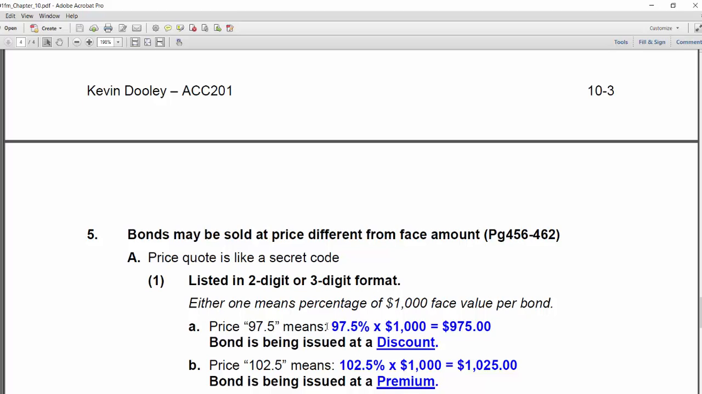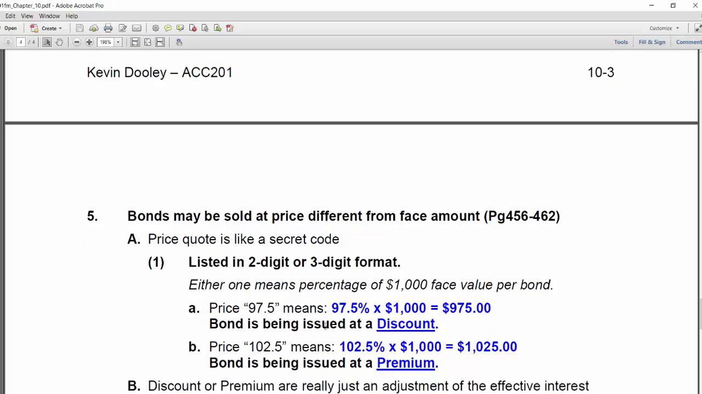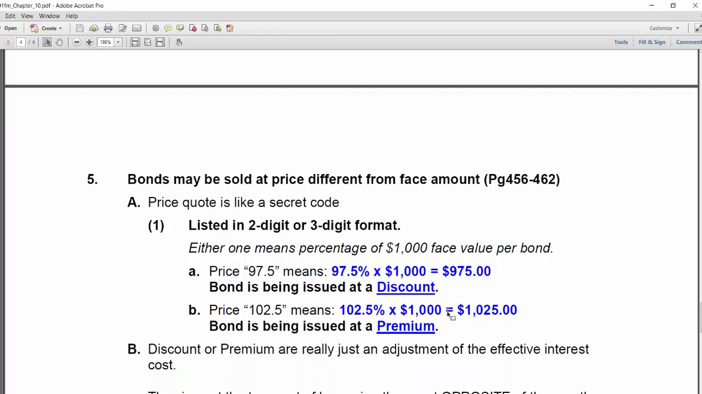And another interesting thing about bonds is they can be sold at a price that's not the same as their face amount. So typically bonds are priced at $1,000 per bond. So you want to buy 10 bonds, that's $10,000. But they can actually sell at a price that's different than $1,000. So if they sell at 97.5, that means 97.5% of their $1,000 face value, or $975. If on the other hand they sold at 102.5, that would mean 102.5% of the $1,000 they normally sell at, or $1,025. That would be called a premium, whereas the less than $1,000 would be called a discount.